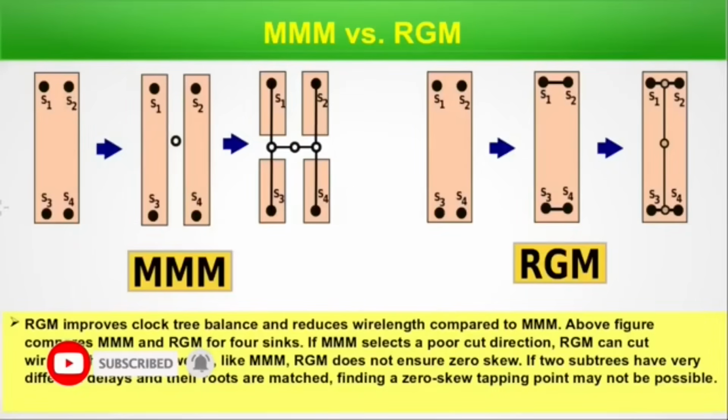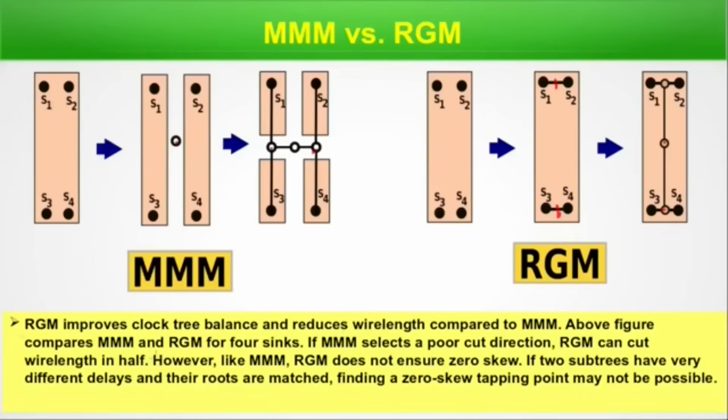Now let's take a look at the comparison of MMM and RGM. These four sinks, top-down approach: median is found here. Again, two medians are found this way. And here it's a connected segment and tapping point, and this tapping point and this tapping point are connected, and this is the tapping point. So RGM improves clock tree balance and reduces wire length. We can easily see wire length is reduced here compared to MMM.